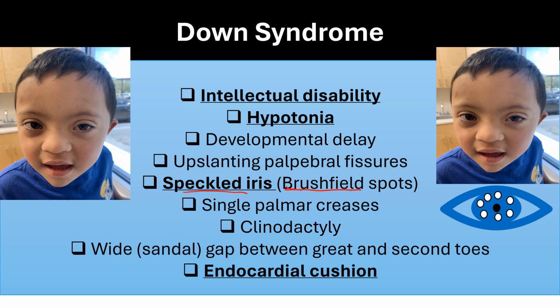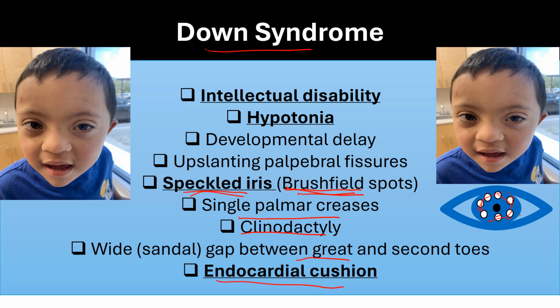Speckled iris or Brushfield spots, they are whitish spots in a ring-like configuration at the surface of the iris. So again, speckled iris or Brushfield spots, Down syndrome. Single palmar creases can be normal in the normal population but commonly associated with Down syndrome. Clinodactyly. Wide gap between great and second toes.